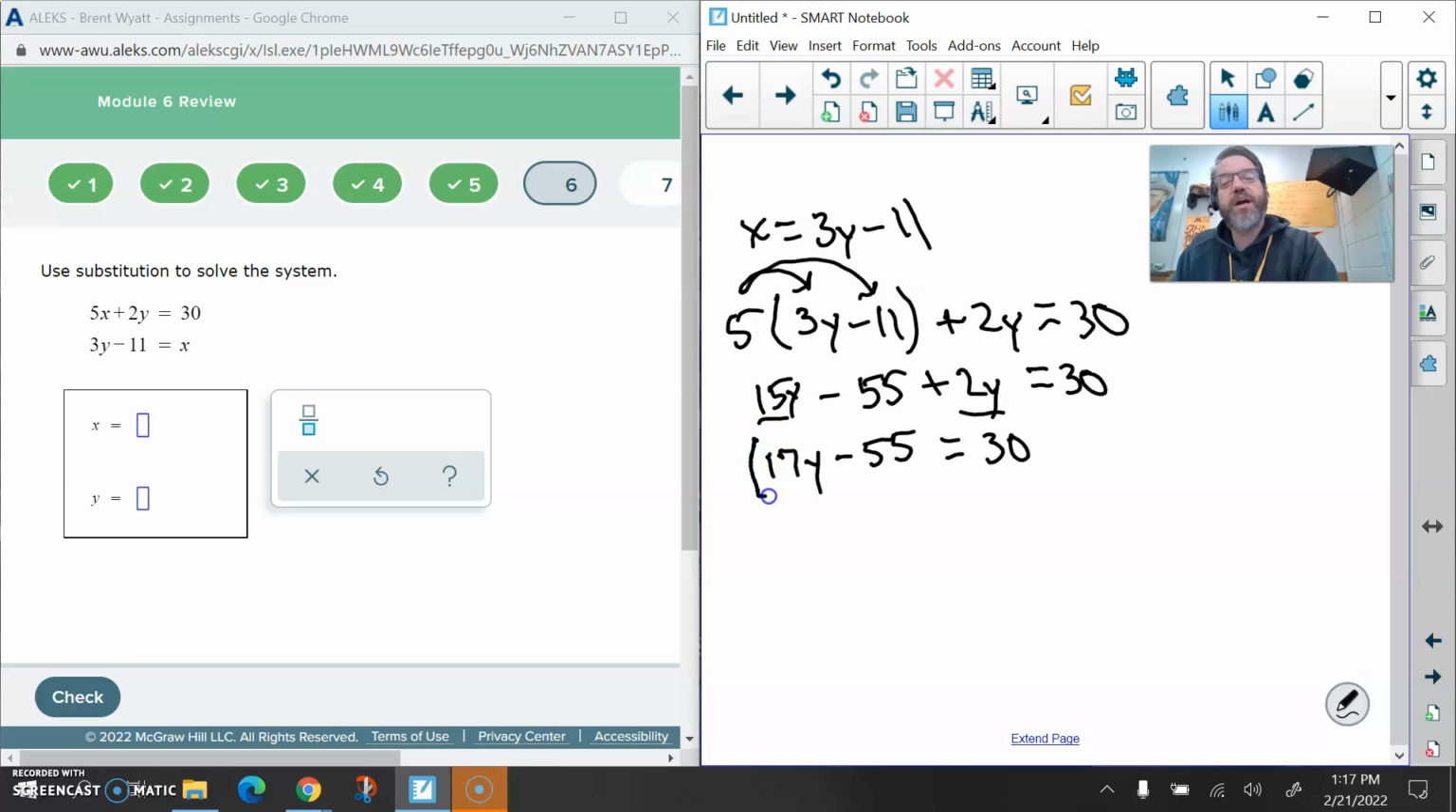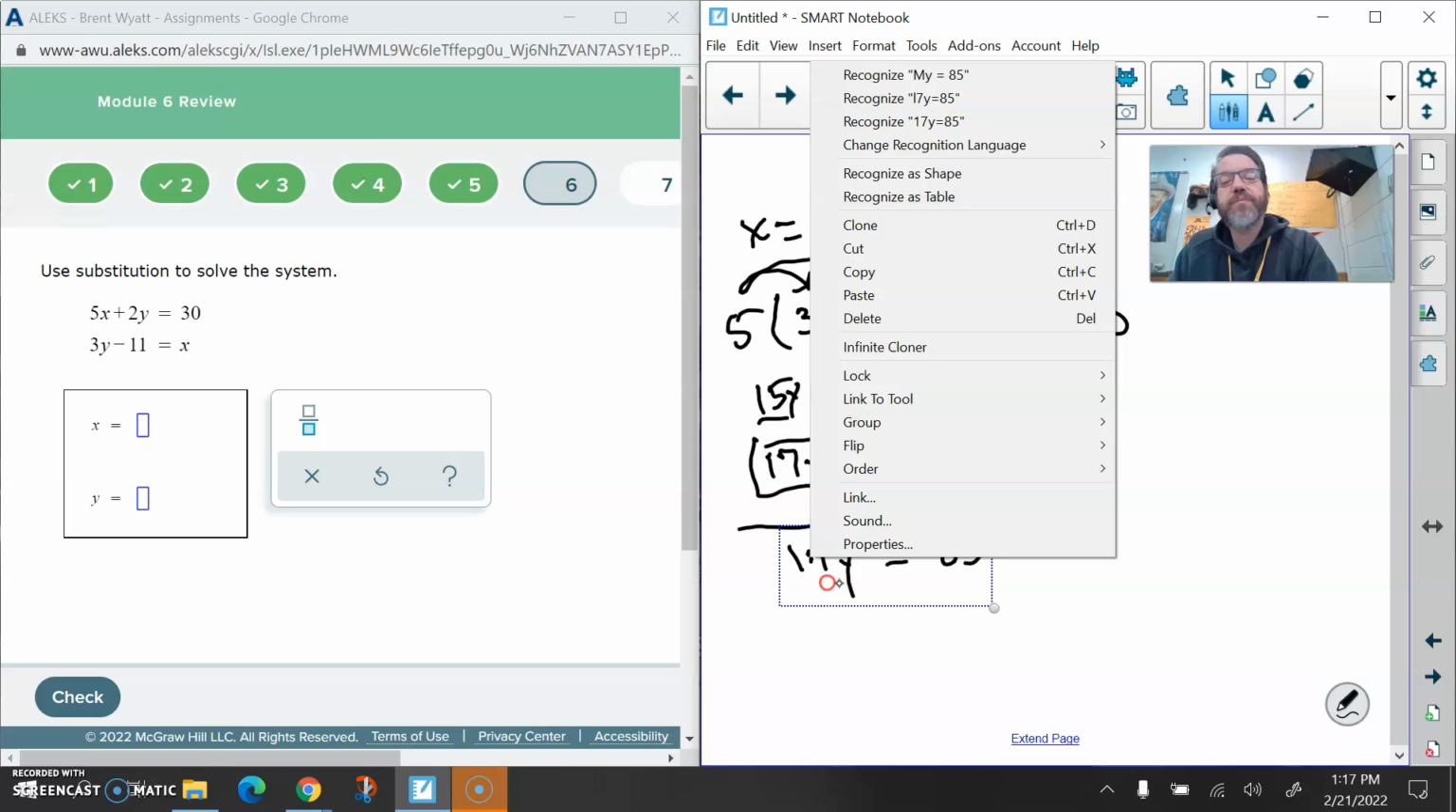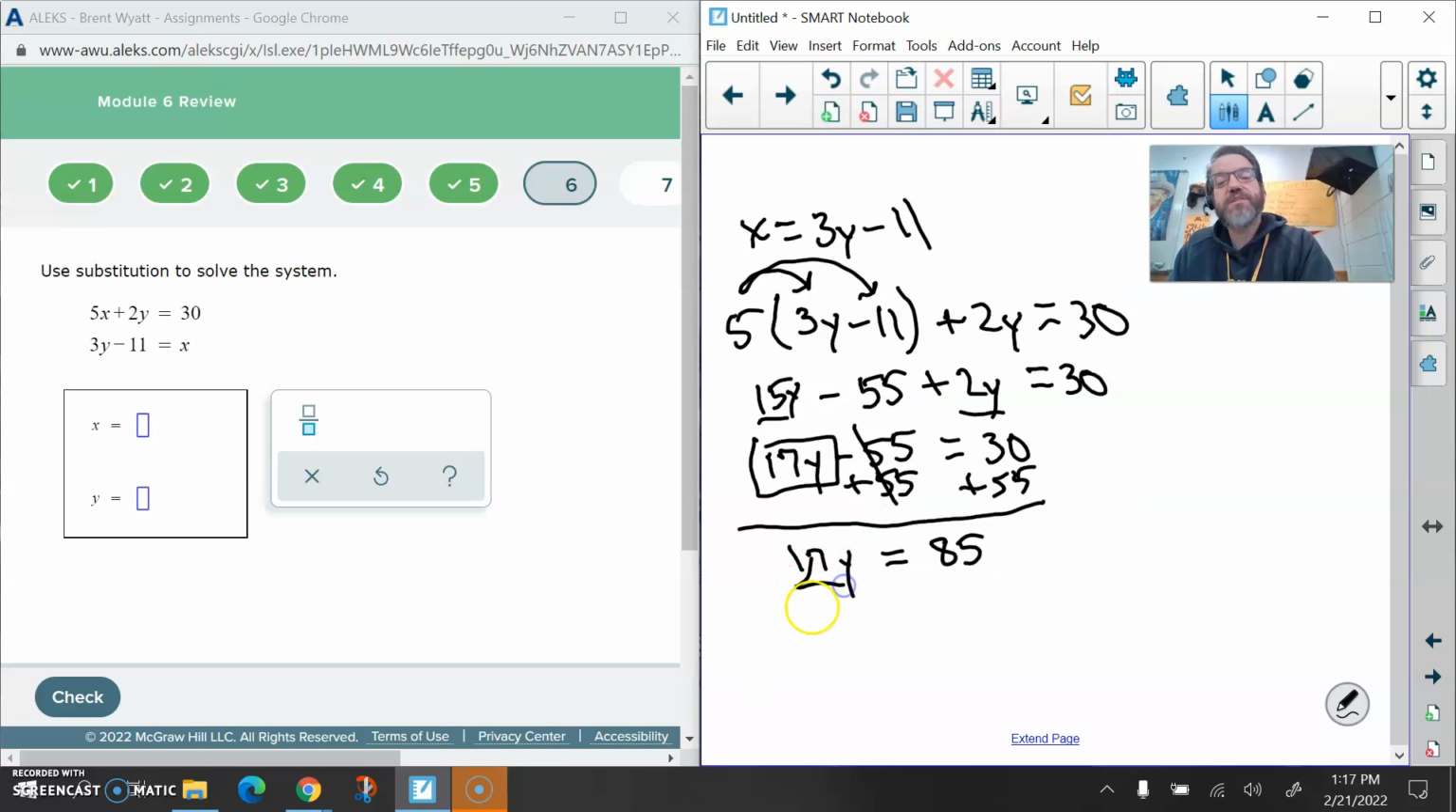Next step, let's get our y term by itself. We can do that by adding 55 here and also on the right. Whatever we do on the left, we have to do the same thing on the right side of our equation. So 17y equals 85. Now you may use a calculator for this last step. I'm just going to divide by 17 here and here. And I happen to know 17 goes into 85 exactly 5 times. y equals 5.